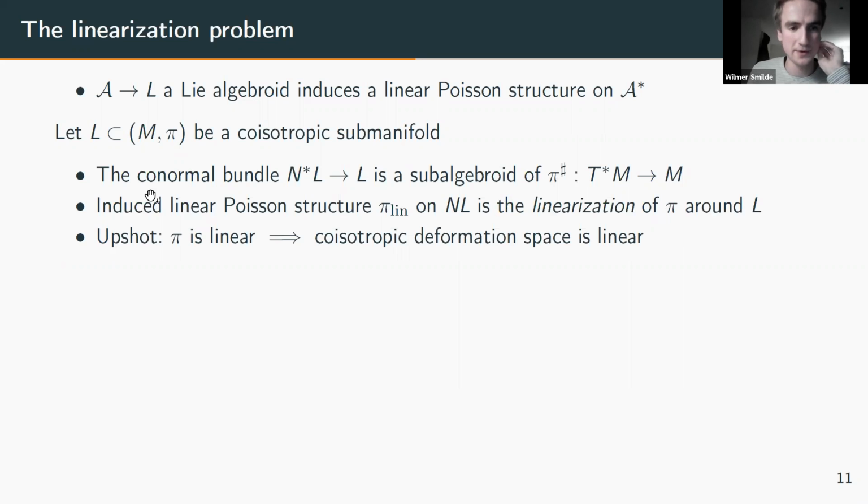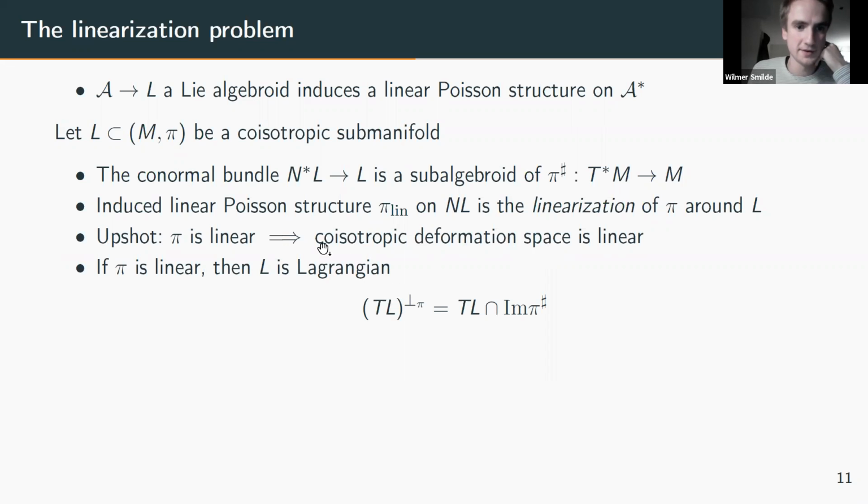The upshot of why we're looking at linear Poisson structures is that if pi is linear, then the coisotropic deformations of L form a linear space. And if you can describe the coisotropic deformations by a linear space, then we can build a chart on our group of coisotropic bisections. So that's where we're heading.